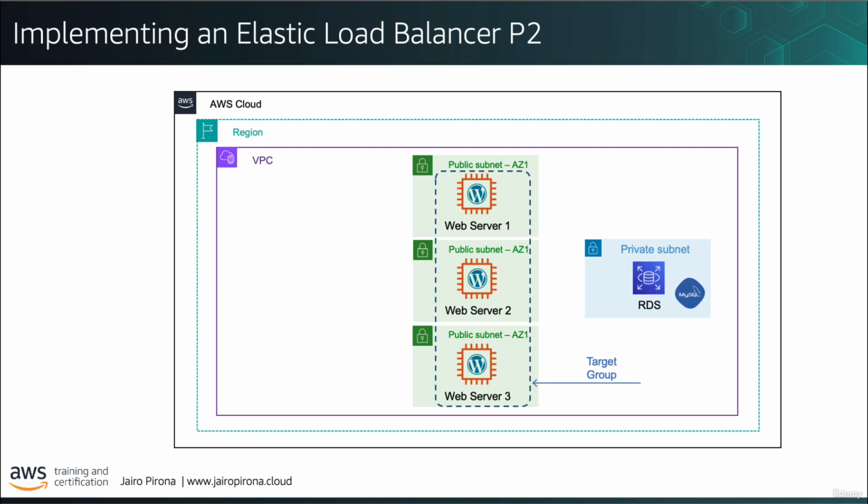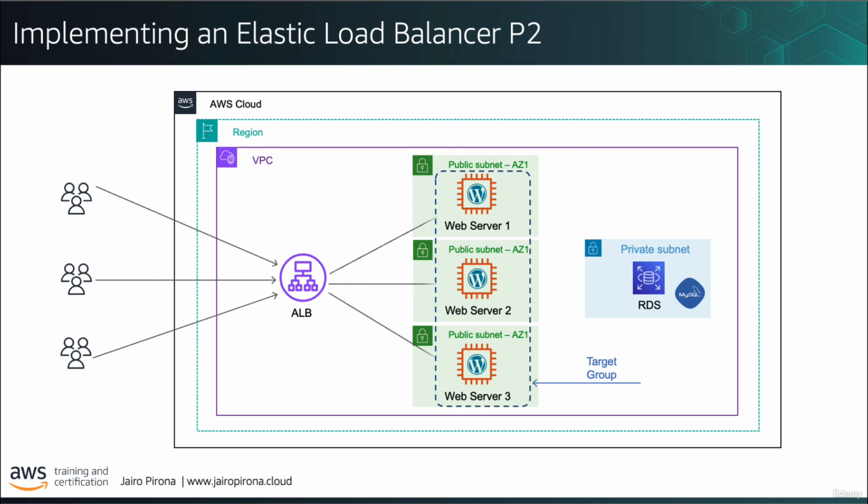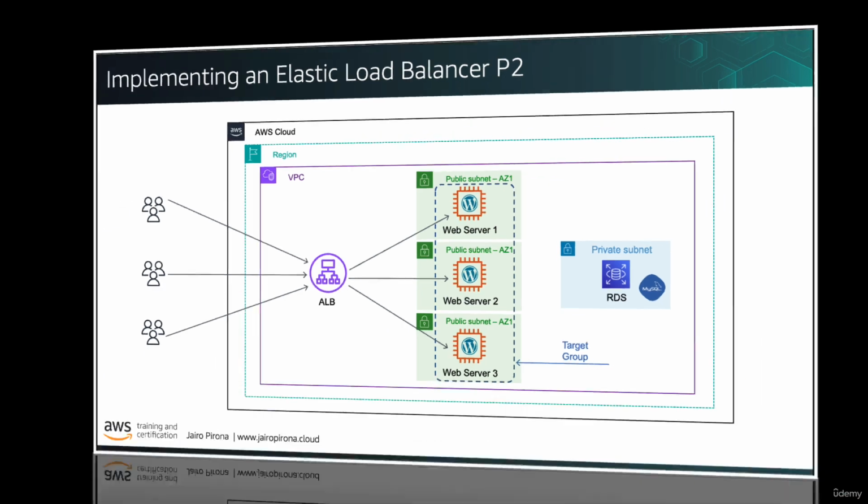Let's quickly visualize what we're about to do. We already have WordPress EC2 instances contained in a target group. We just created it. Now, we're going to configure an ALB or application load balancer to point to that target group. That way, when people hit the load balancer, the traffic will be evenly distributed among the WordPress instances. So, let's get to it.